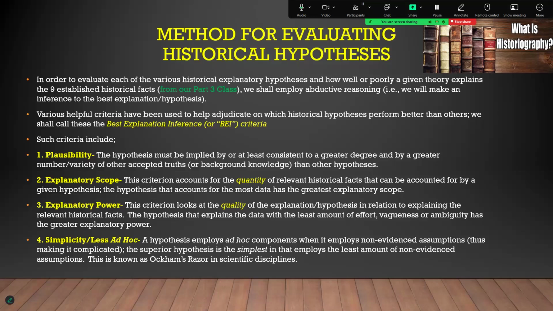And then finally, we have the simplicity criterion, or the less ad hoc. This says that the hypothesis that employs the least amount of ad hoc components is better. What does ad hoc mean? It just means for this. It refers to non-evidenced assumptions. So the hypothesis that has the least amount of non-evidenced assumptions is going to be better relative to ones that employ a whole bunch of non-evidenced assumptions.